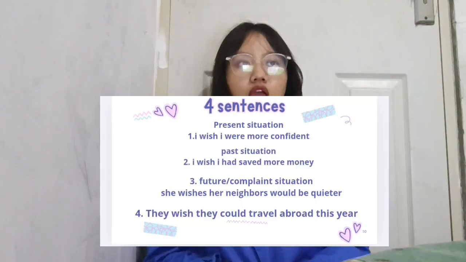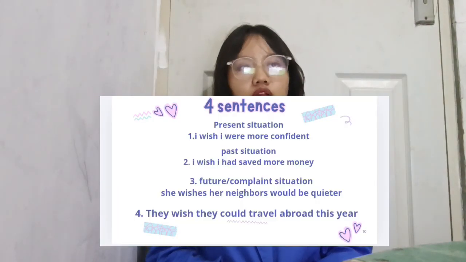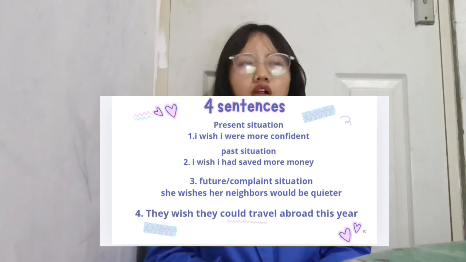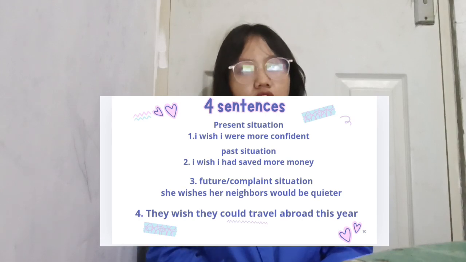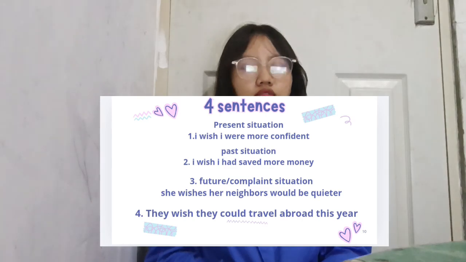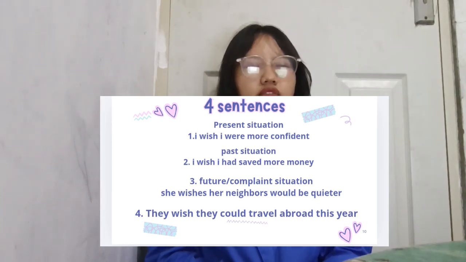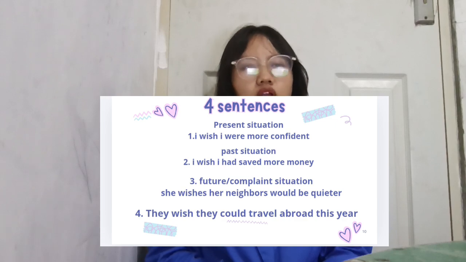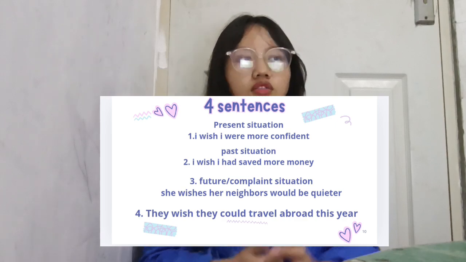Four sentences. 1. Present situation: I wish I were more confident. 2. Past situation: I wish I had saved more money. 3. Future or complaint situation: She wished her neighbors would be quieter. 4. They wish they could travel abroad this year.